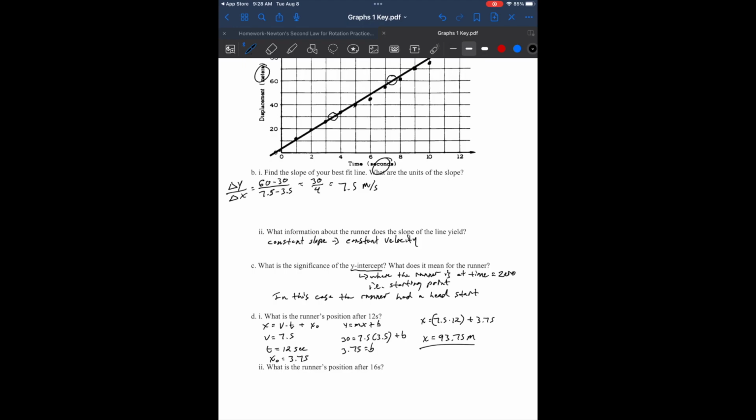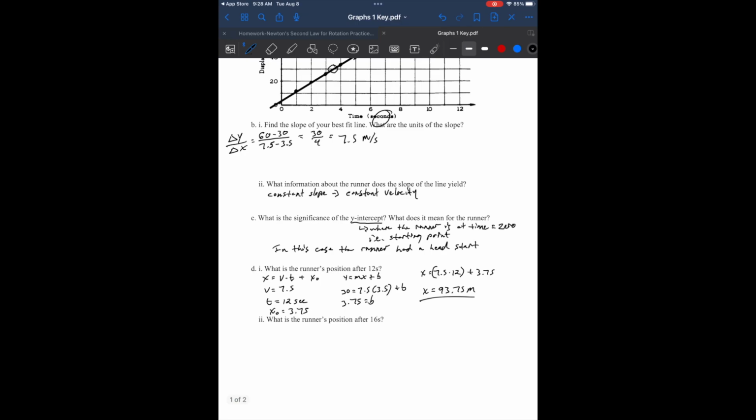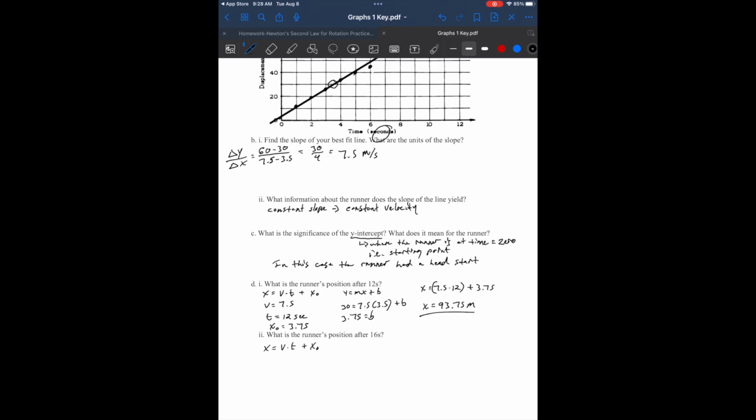What is the runner's position after 16 seconds? Same setup. Our position is equal to the velocity times the time that we've been traveling at that velocity, plus any head start that we had, right? So if x is what we're looking for, v we know is 7.5, t in this case is 16 from the problem, and our initial position is still the 3.75 that we calculated previously. Let's put it all together. x is equal to 7.5 times 16 plus the head start of 3.75.